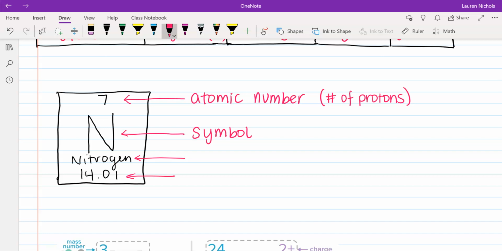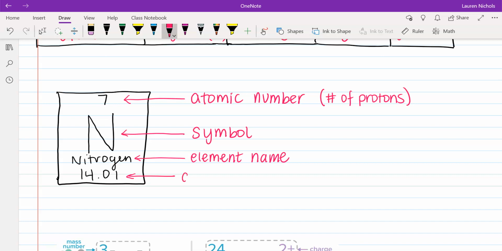The word nitrogen is the element name. And remember, all atoms of an element have the exact same number of protons. So for example, if I have 7 protons, then it has to be nitrogen, and all atoms of nitrogen have to have 7 protons. Electrons and neutrons can change, but protons have to stay the same in order for it to be considered part of that element.